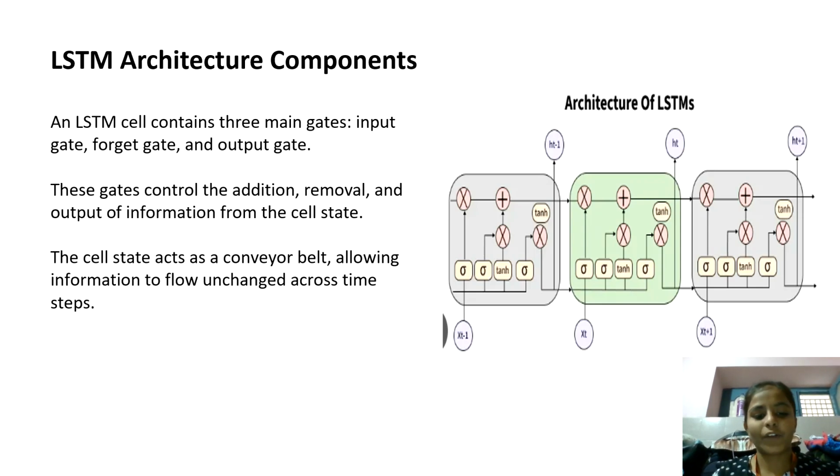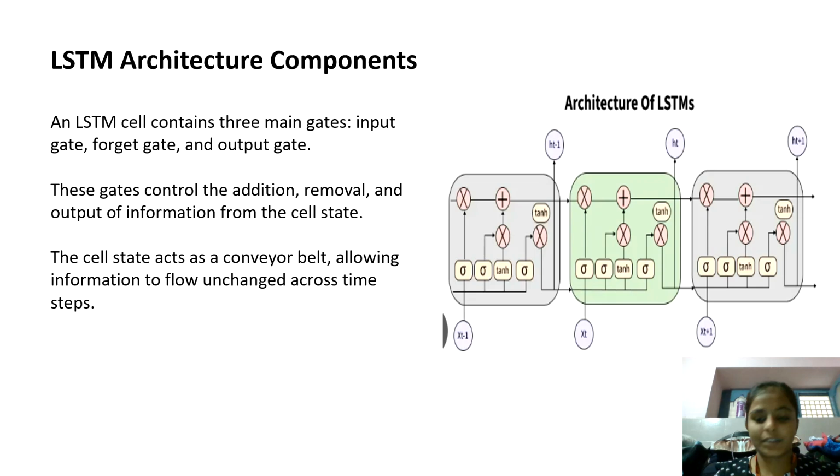Another important part of LSTM is the cell state. We can think of the cell state like a conveyor belt. It allows important information to flow through different time steps while reducing unnecessary changes. And the gates work together with the cell state to manage information efficiently.